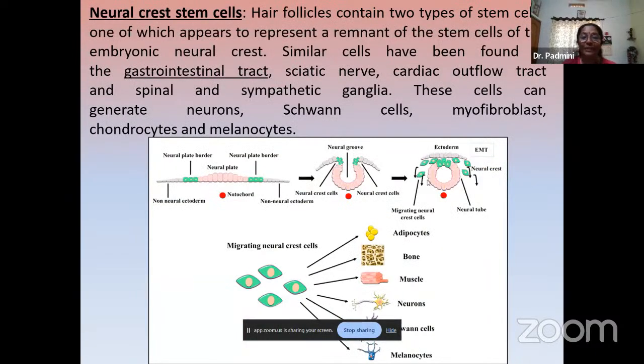And there are also the neural crest stem cells. Remember, during the development of the primitive streak, when the neural groove is formed, here you can see the neural crest cells that are formed. Now these are cells that can again form into proper stem cells. So that's the neural crest stem cells, which can form different types of cells that you want them to grow. And similar cells have been found in the gastrointestinal tract, the sciatic nerve, the cardiac outflow tract, and the spinal and sympathetic ganglia. So these are the cells that can generate neurons, Schwann cells, myofibroblasts, chondrocytes, and melanocytes.